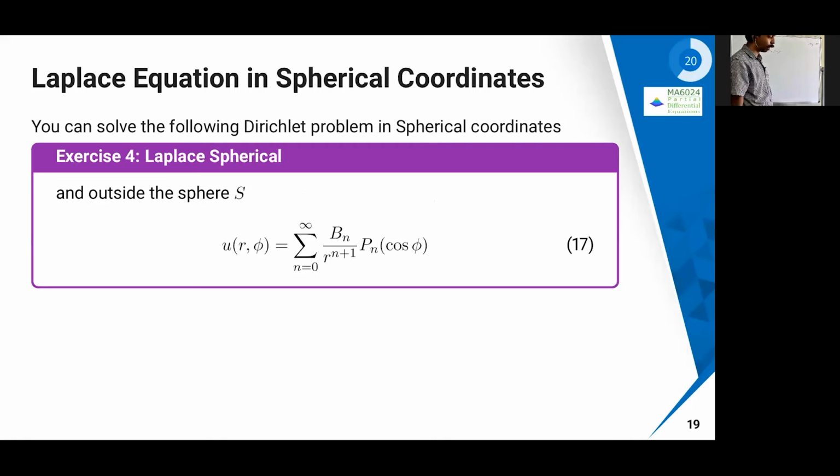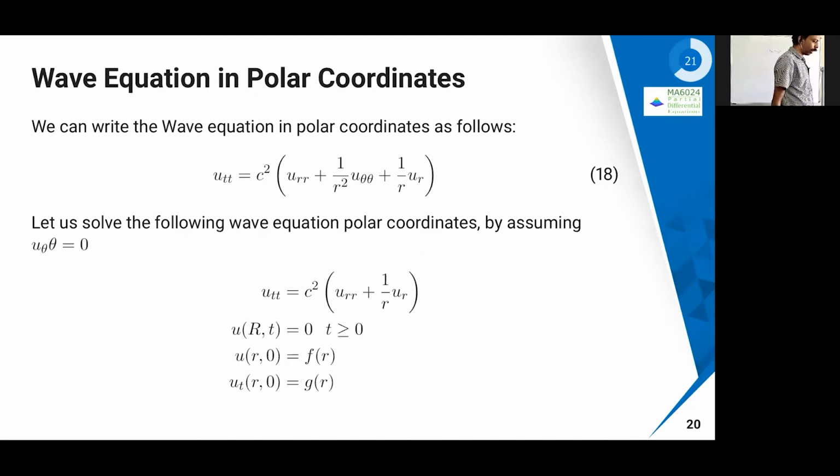Similarly, the second one will also give a similar kind of thing, inside the sphere and outside the sphere. Let's forget about that; that is an exercise. Now we see the wave equation in polar coordinates. The wave equation in polar coordinates will also be similar, because we already obtained u xx plus u yy in polar coordinates, so the same thing is going to come here.